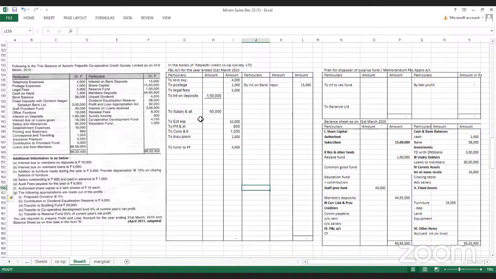Next is unpaid dividend, 4,200. Unpaid dividend on the credit side means it's a liability. I'll put unpaid dividend.